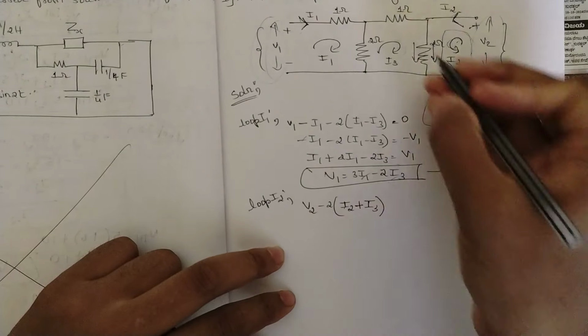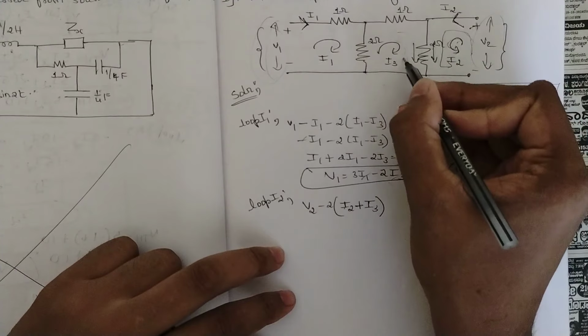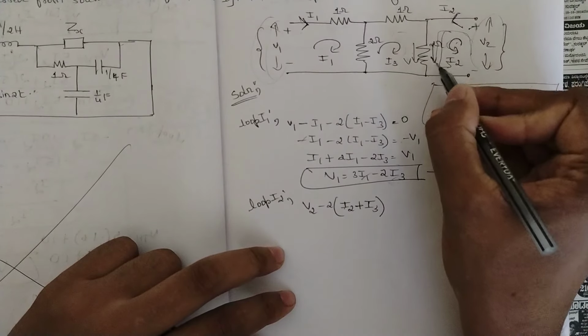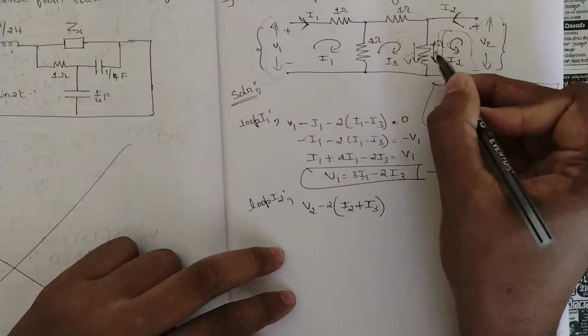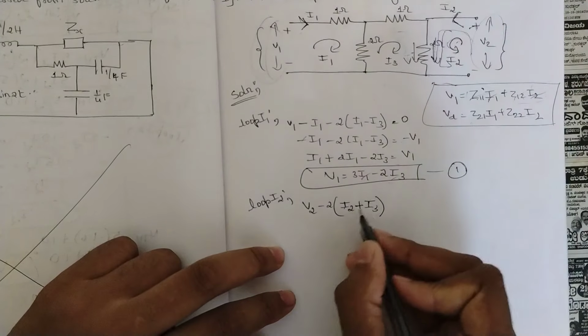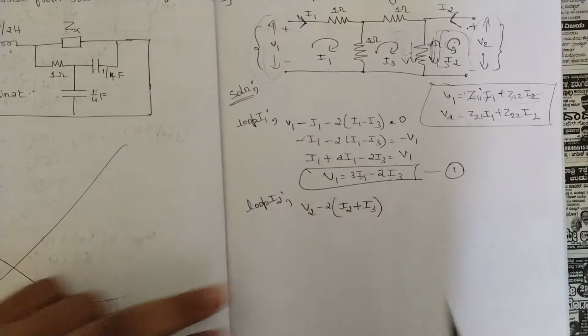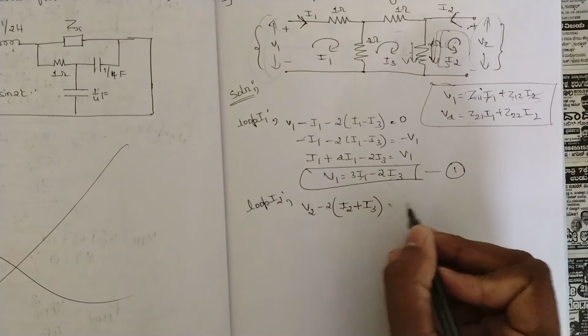If you see here, in this direction it is coming like this, and here in this direction it is coming like this. In both cases, the directions are the same, not different. So that's why we should not be putting minus here. We should be putting plus. That is equal to 0.